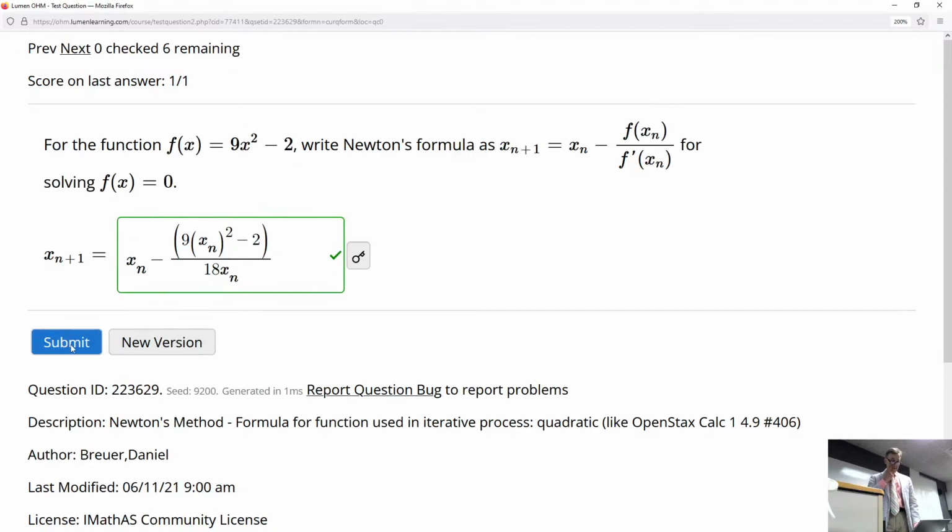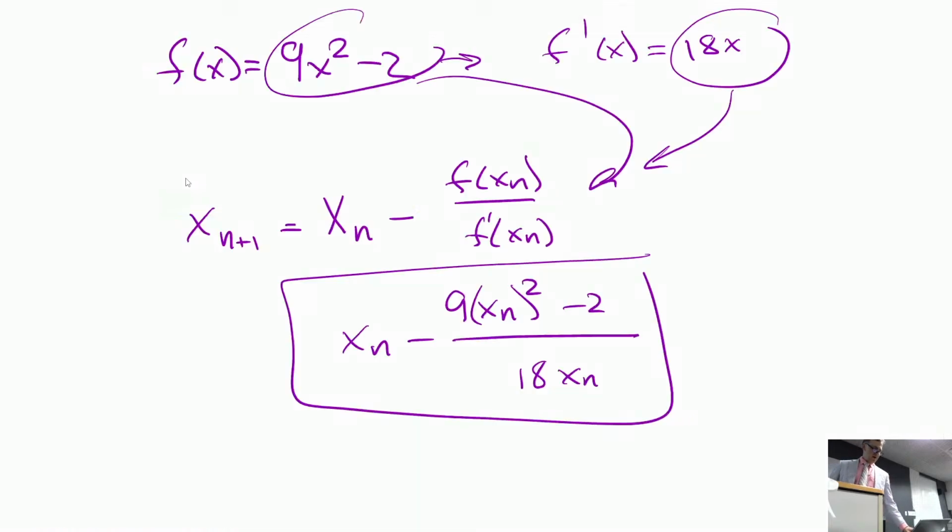There we go, okay. So this thing is just saying that what you're trying to do is find a root. In Newton's method, so let's go back here. So here's Newton's method. Newton's method says you have some function.